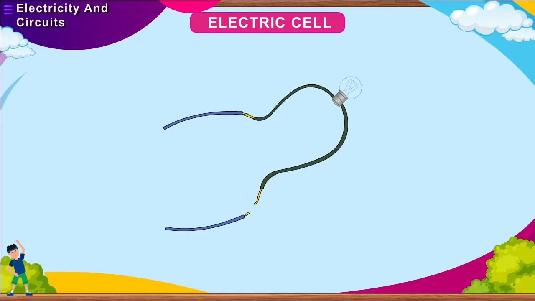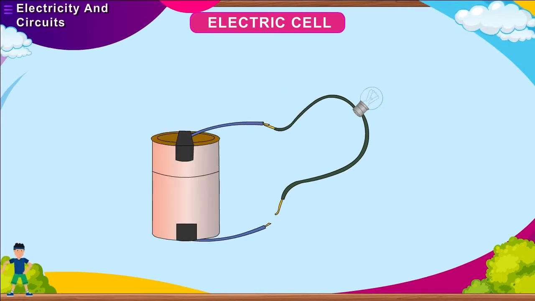Now, take the other 2 wires and connect them to the 2 terminals of the cell and wrap around the electrician's tape as shown in the figure. Join the free metal end of a wire of the bulb with one of the free ends of a wire with the cell by twisting the 2 ends together. Your torch is ready to work.